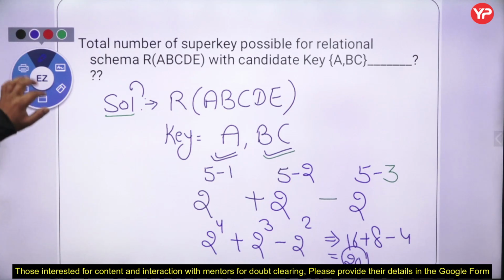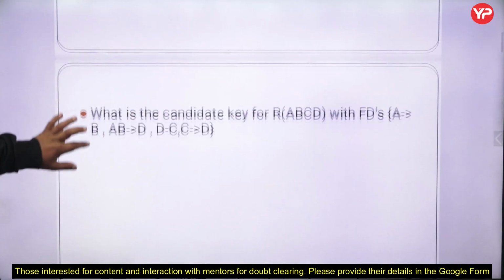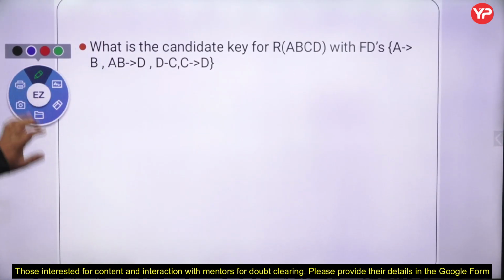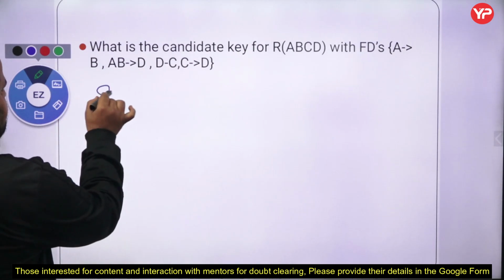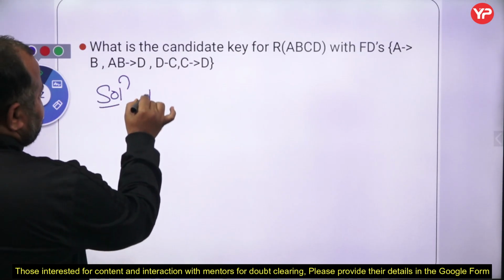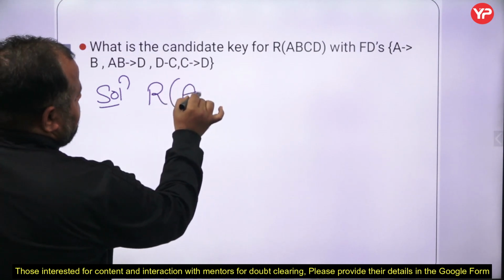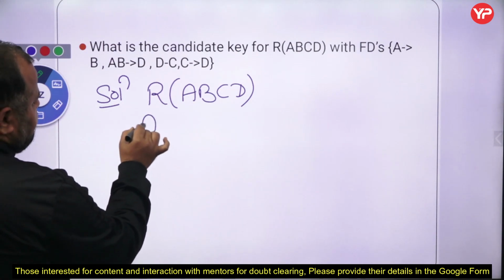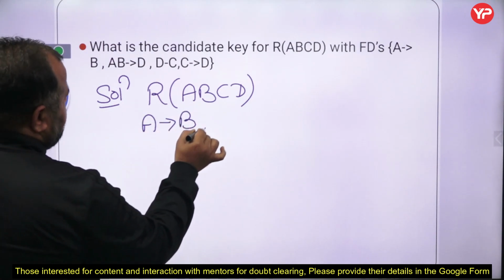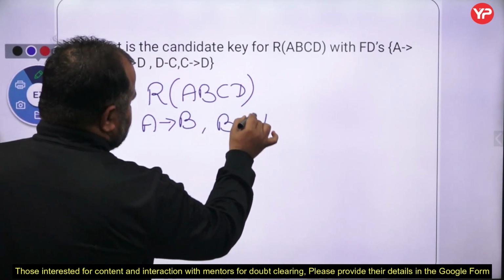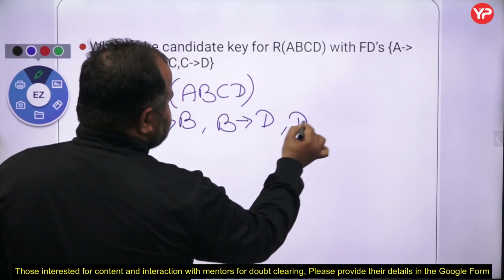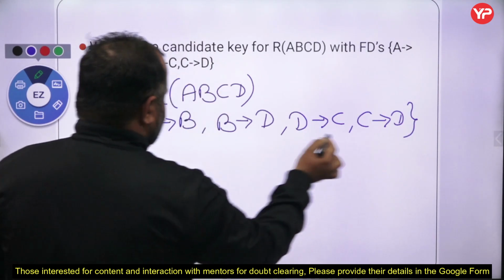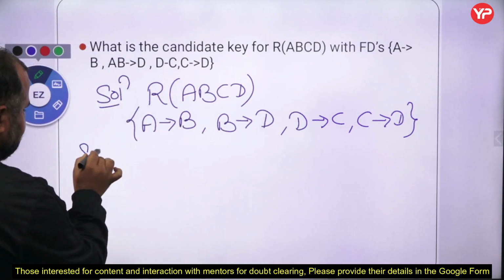Next, my dear students, the next point is: what is the candidate key for relation R? Now just tell me what should be the candidate key. See, my dear students, we have a relational schema R, given as A, B, C and D. Fine. And the FDs are A determines B, B determines D and D determines C, and C also functionally or uniquely determines D. Now tell me what should be the candidate key.